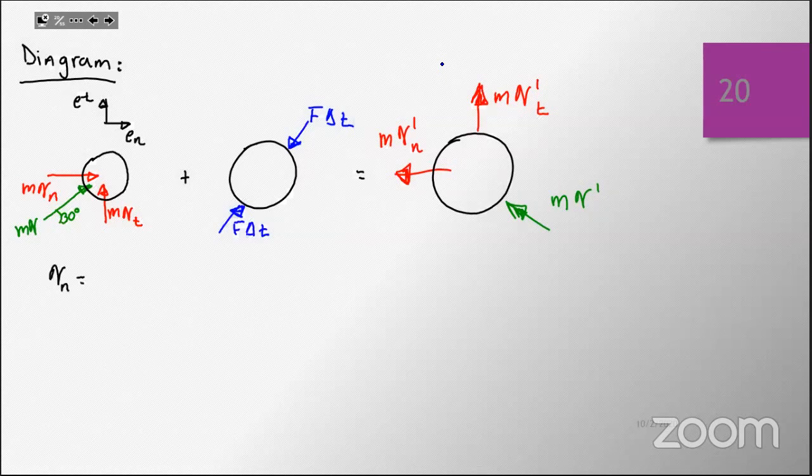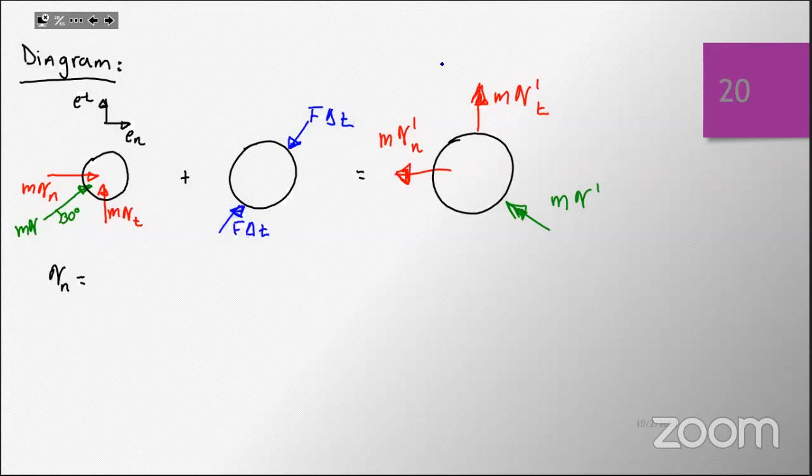What's my normal velocity for my ball? Now, notice I haven't drawn any momentum terms for the wall. Why? Because it's not moving. The wall shouldn't move. If the wall's moving, there's bigger problems. And so the wall's not moving. So how do I figure out what this normal velocity is?